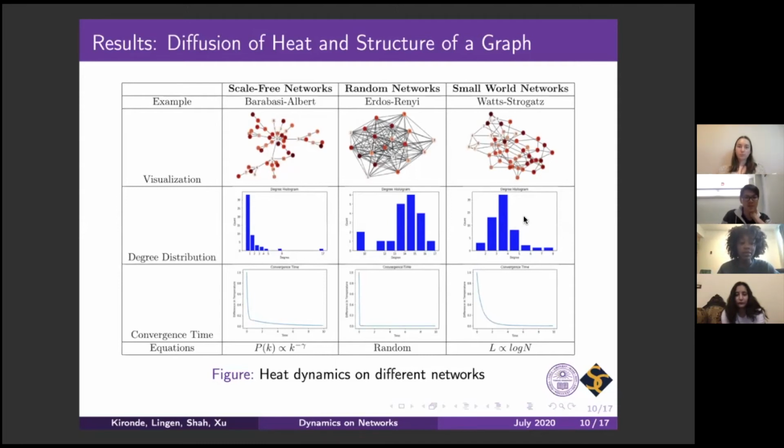Small world networks have high clustering coefficients and low characteristic path length. The convergence time shown is slower than the other two, and the diffusion is smooth. This led us to the conclusion that the structure of a network affects its dynamics.